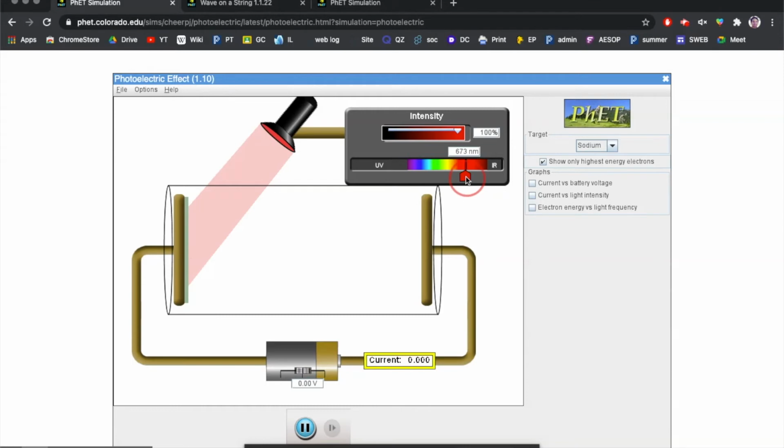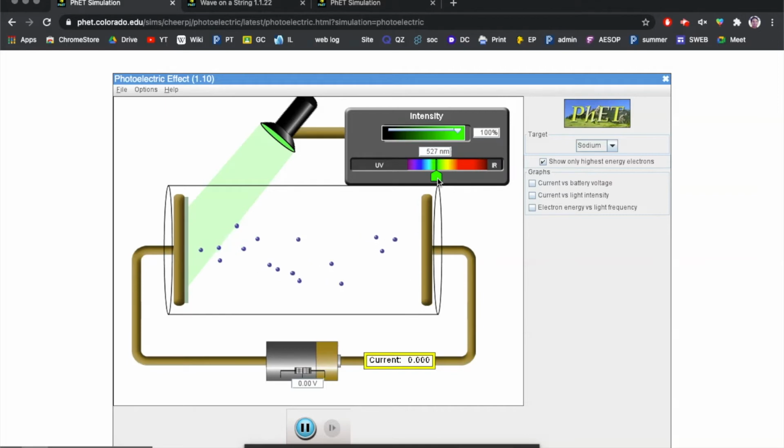So let's move the slider. So remember, red is the weakest, so let's do orange, nothing. Okay, let's do yellow, nothing. Let's do green. Let's slowly go towards blue, and now notice, okay, we're starting to get electrons moving. Traditional physics or classical physics up to that point could not explain this process at all. Like there was no way of explaining this.